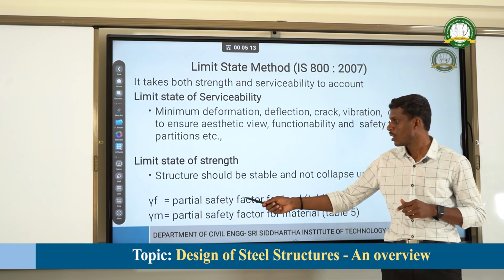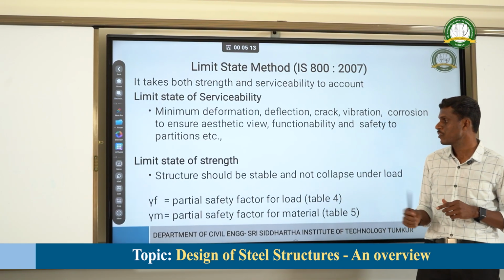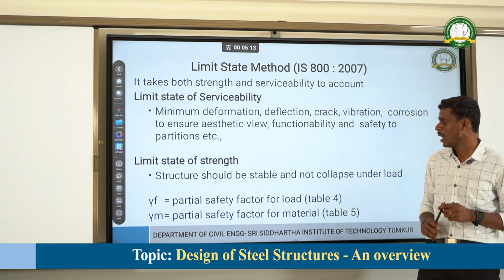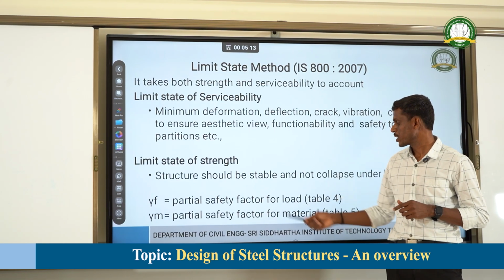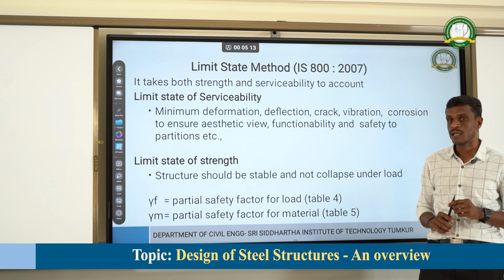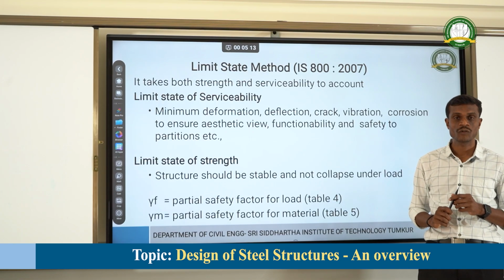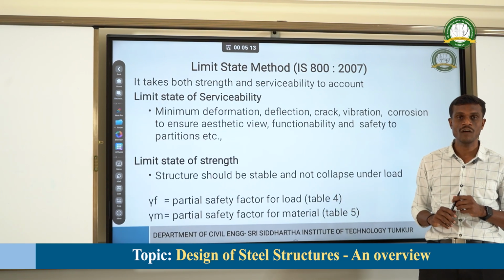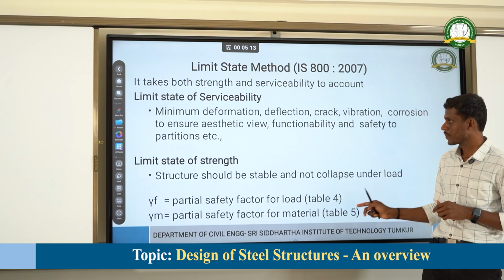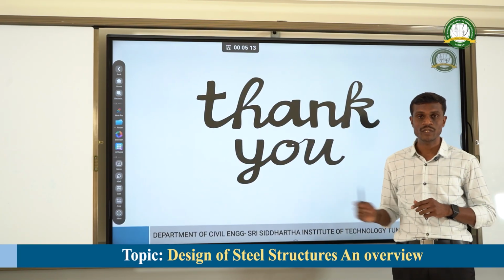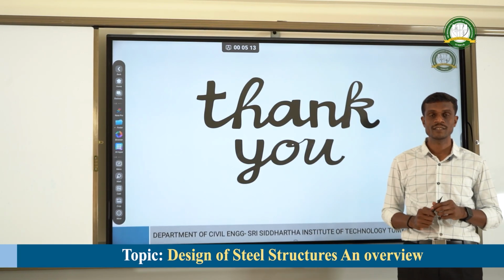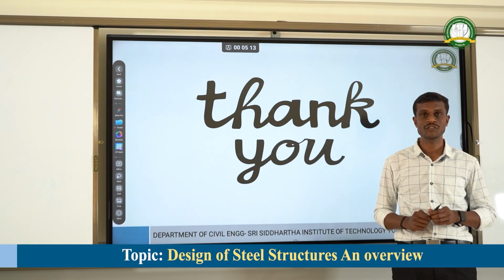So, gamma F and gamma M, where gamma F is the partial factor of safety for loads and gamma M is the partial factor of safety for the material. Based upon these two, we are going to design using the limit state method of design. So this is about the introduction to the design of steel structures.